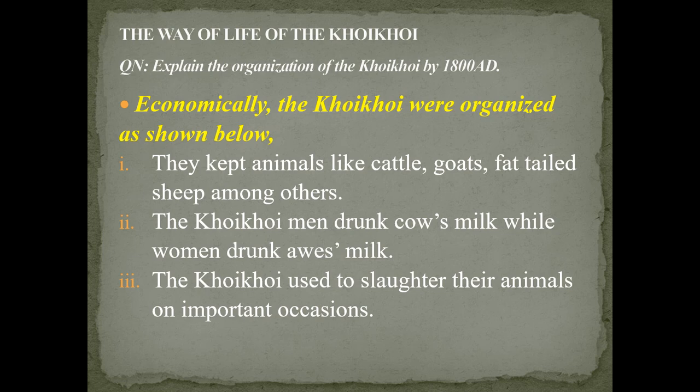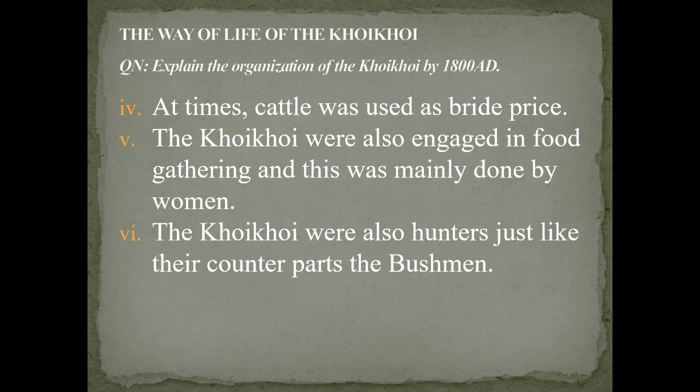Then the Khoikhoi used to slaughter their animals on important occasions. Why? They treasured their cattle. They could not slaughter them anyhow. They could only slaughter when the animal was sick, or when it was dead, or when they were having a very important ceremony, say death, marriage. That is when they could pick out one and slaughter. You are having a birthday and they slaughter a goat, no. You feel like eating liver, they slaughter a goat, no. That was not part of them. And then at times, cattle was used as bride price, when they were paying for the wife.